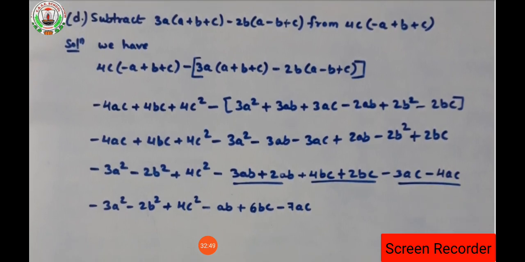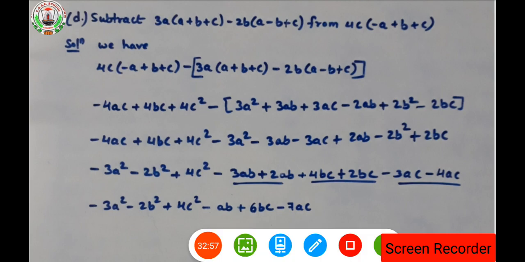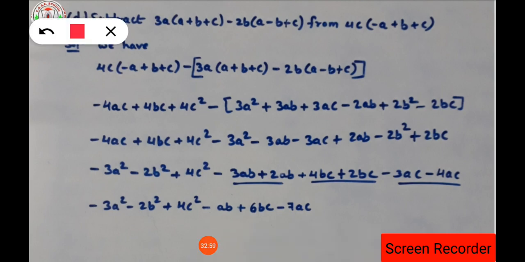Next, D part question, isn't it? So again the D part question is very simple. You have to do the subtraction. Okay, so open the bracket. First process is to write the first expression here and the second expression in this form. Since it is asking about subtraction, the minus sign will be kept outside the bracket and it will be applicable for both these expressions.